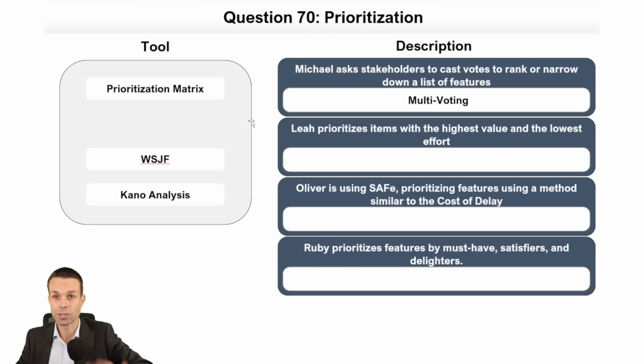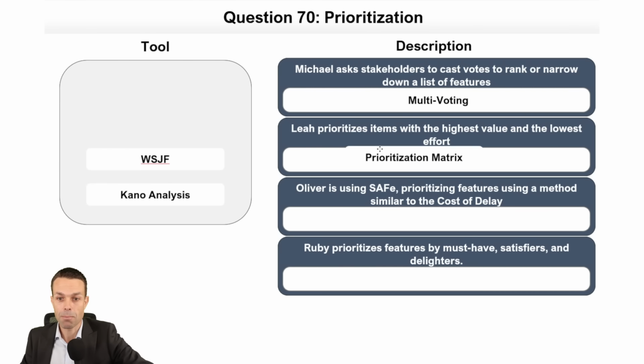We might have 5 dots to put towards different features. And so everyone uses up all of their dots, and you could use 5 dots on one feature if you wanted to, or you could spread them across different features. And that way people really end up getting what they want. So it's a really good way to do voting. Leah prioritizes items with the highest value and the lowest effort. That is our prioritization matrix.